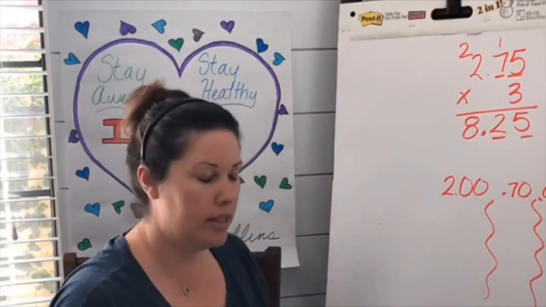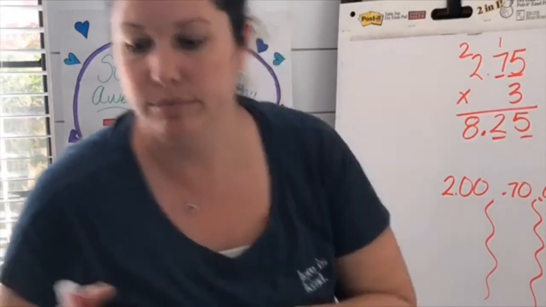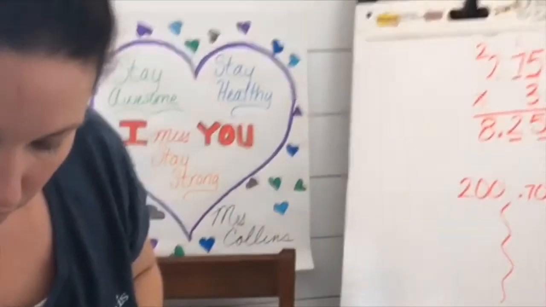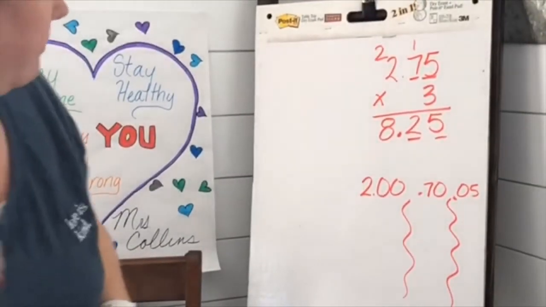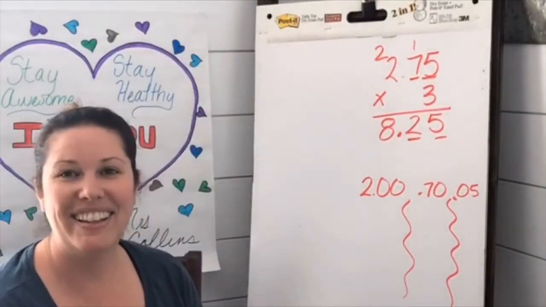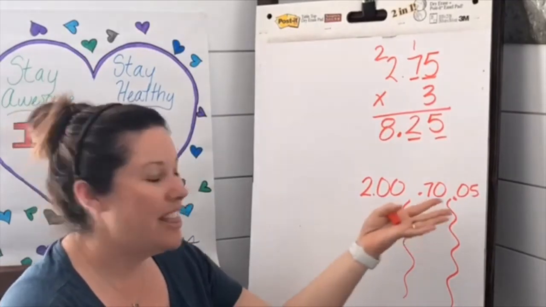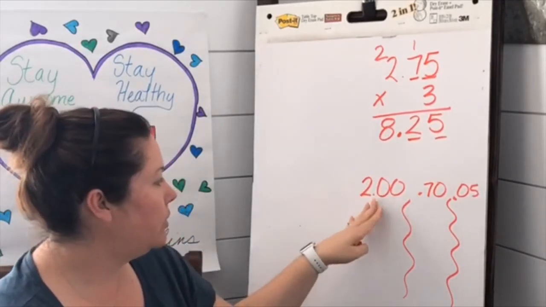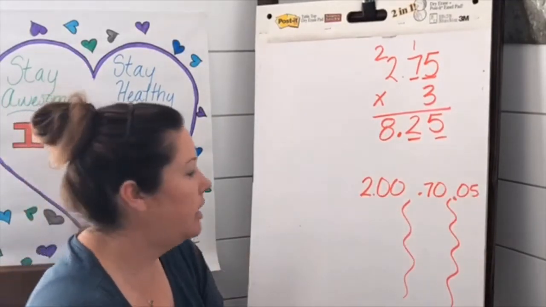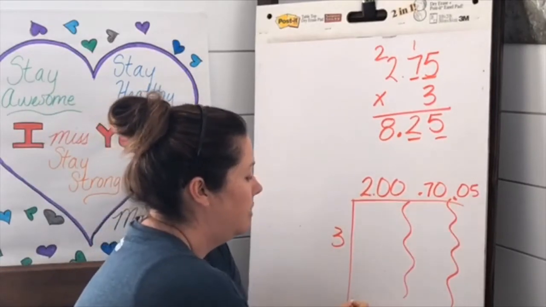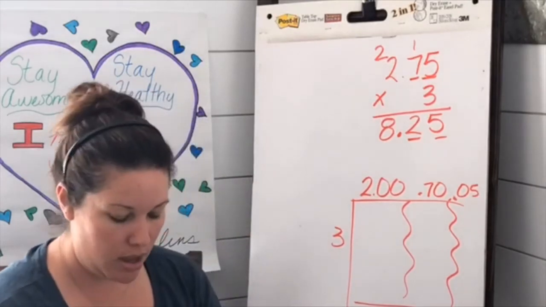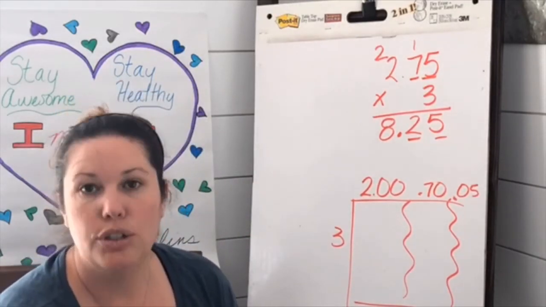Okay? Oh, you guys can't see that. Let me move my camera. There we go. Okay, sorry about that. Okay, and then we have 5 cents. So now together we have $2.75. And now we're going to multiply that by 3. So here becomes my area model. Now we're going to multiply each value.